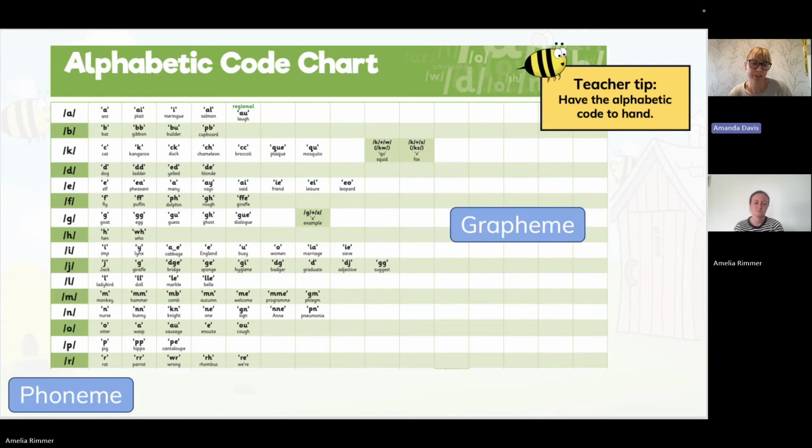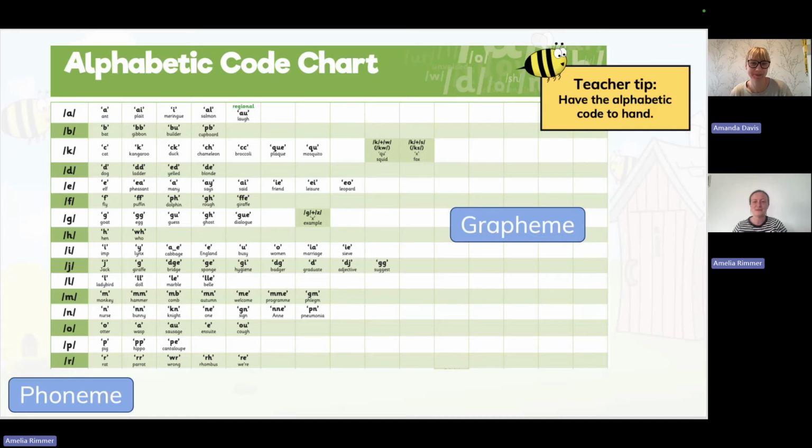So if we take the first one, for example, it's showing the sound A. And that can be represented in different ways. It can be represented with an A, as in ant, an AI, as in plait, an I in meringue, AL in salmon. And for me and my pronunciation, I've got AU like in laugh. However, we've got the regional marker on there because if I ask Amanda to say that word, she would say laugh. So mine would come under AR.